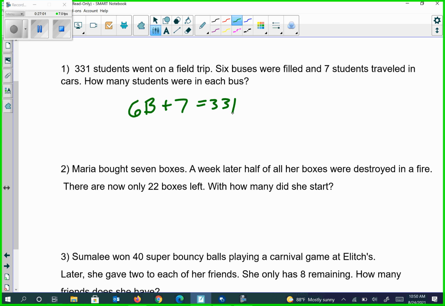Now hang on, this might look kind of weird, and we were kind of manipulating this strangely. So let's see. We all agree that our total students has to be 331.